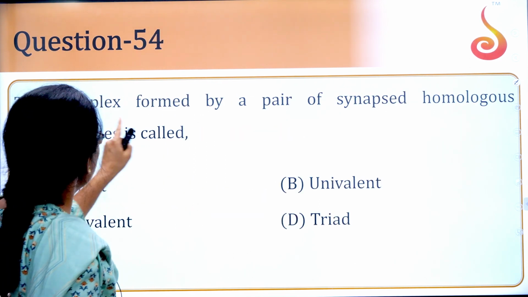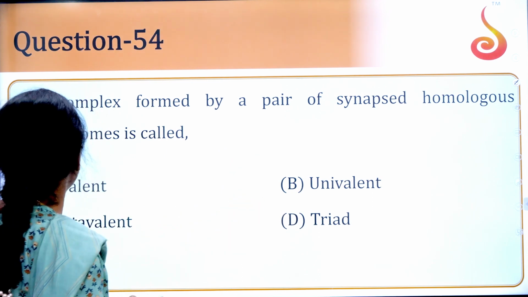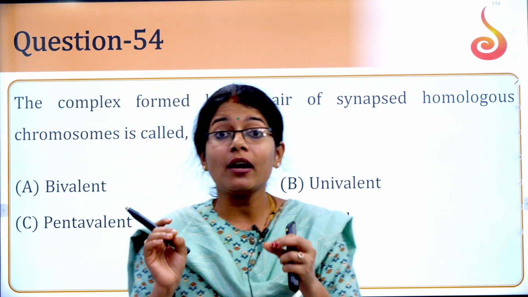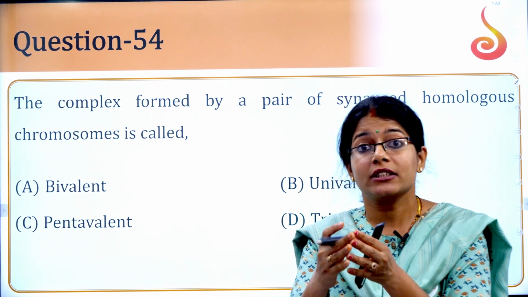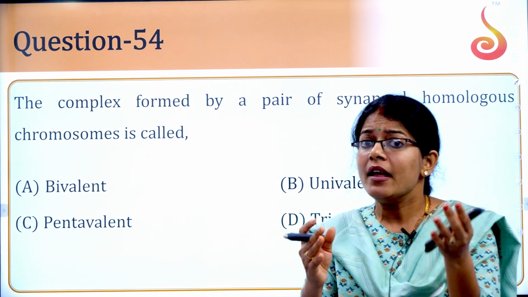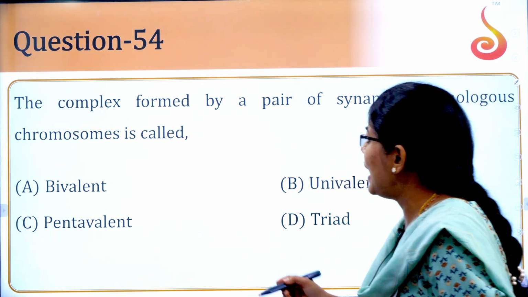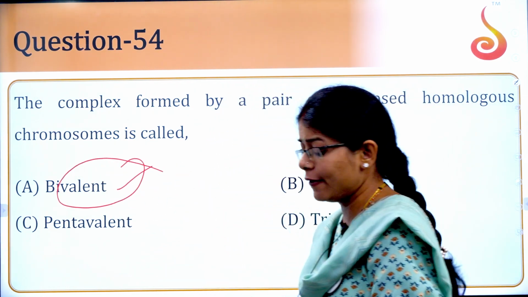Okay, the complex formed by a pair of synapsed homologous chromosomes. Students, a similar question last year also they have asked. They were talking about the sub-stages in prophase 1. The same question they have put in a different manner. Yes, the answer here is bivalent, option A.